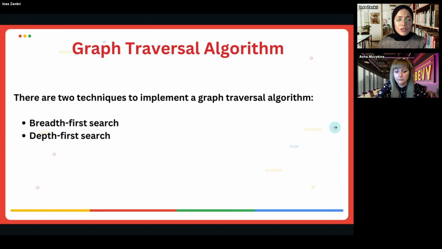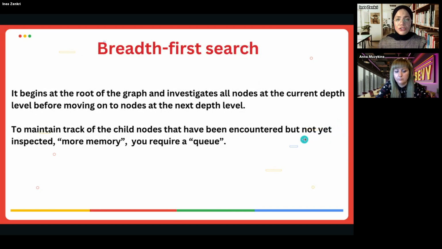Let's start with BFS. Well, BFS logic is basically beginning with a root of the graph and investigating all the nodes that the current path has as neighbors before moving to the other level. So we just explore our graph level by level, and each time we see all the neighbors of the node we started with. To keep track of the child nodes that have been encountered, we memorize them in a data structure which we also saw last time, which is a queue.